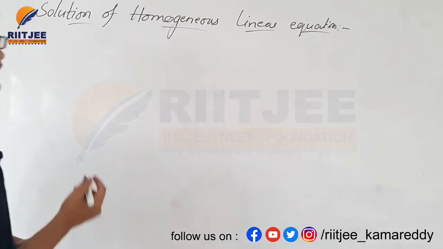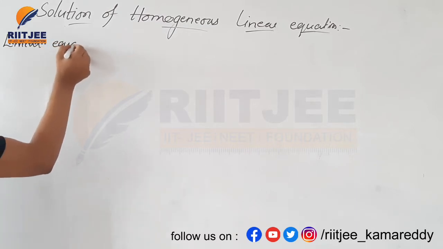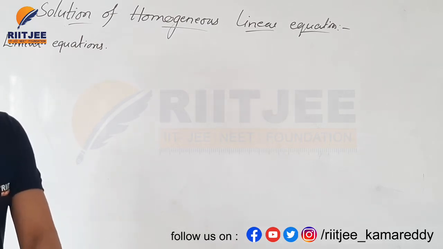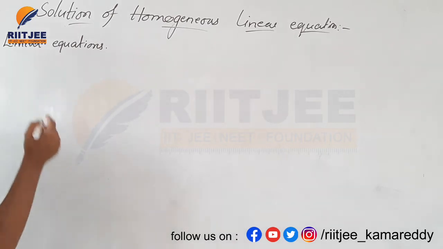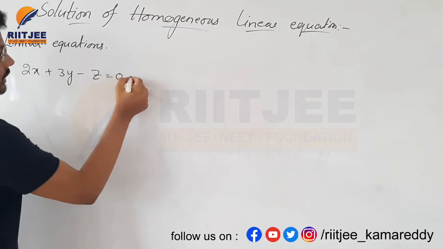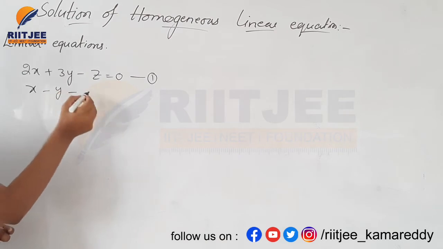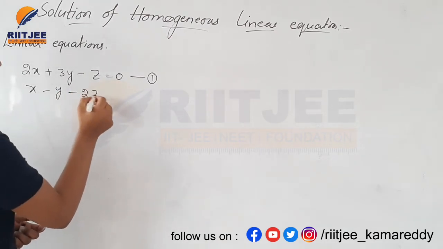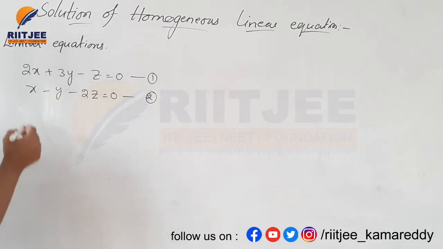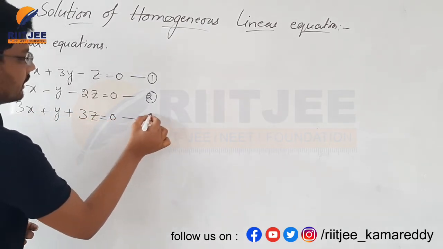I am taking one example, linear equations. The first one, 2x plus 3y minus z is equal to 0. This is equation number 1. And the second equation, x minus y minus 2z is equal to 0. This is equation number 2. And the third equation, 3x plus y plus 3z is equal to 0. This is equation number 3 here.